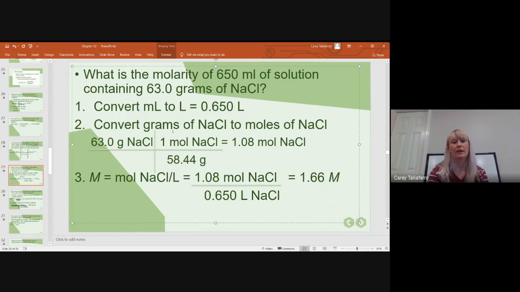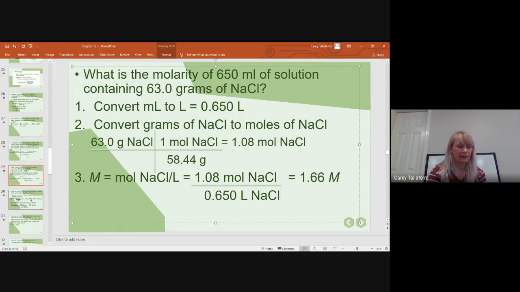Then I have to do another conversion because I need moles, but I don't have moles right now, I have grams. So I'm going to take the 63 grams of NaCl and divide it by the molar mass. That leaves me with moles of NaCl, and when I do that calculation, I get 1.08 moles of sodium chloride. Now I can go back to my original equation, moles per liter. So 1.08 divided by 0.65 gives me a molarity of 1.66. So you would say that is a 1.66 molar solution of NaCl.